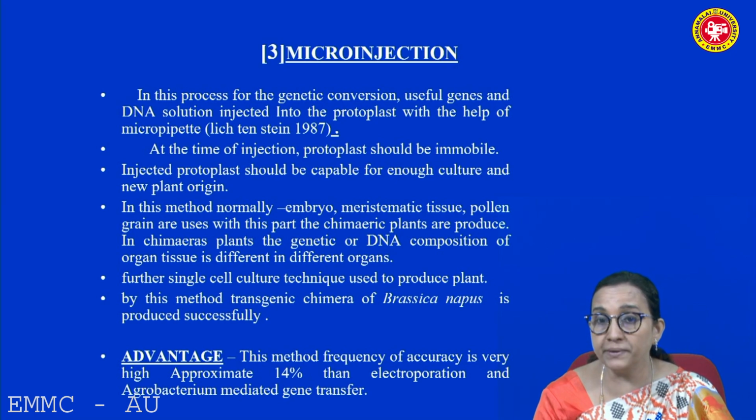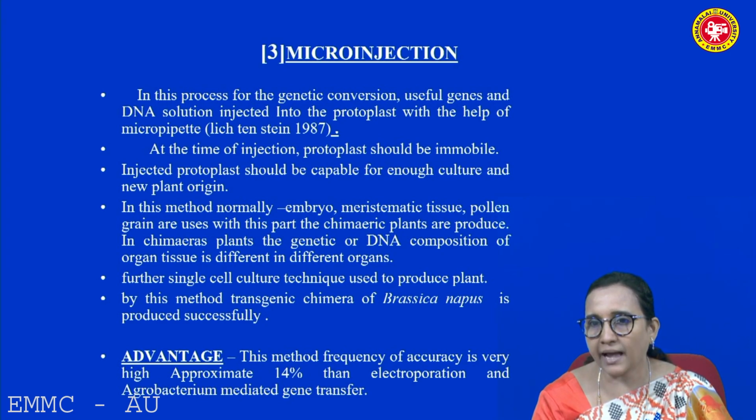The protoplast should be isolated from the meristematic tissue of the plant, so that it has the capacity to regenerate. Only such protoplasts can be used. Otherwise, if we use protoplasts from any other portion of the plant, it may not be so reproducible. That is why we use protoplast cells especially from the meristematic region of the plants. In this method, normally embryo cells, meristematic tissue or pollen grains are used, and with these parts the plants can form chimeric plants.